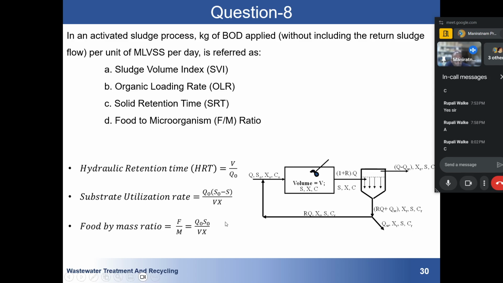Similarly, anyone just put the unit and try to find out what will be the unit of food by mass ratio. Take your time, take your pen and pencil, just try to answer it.